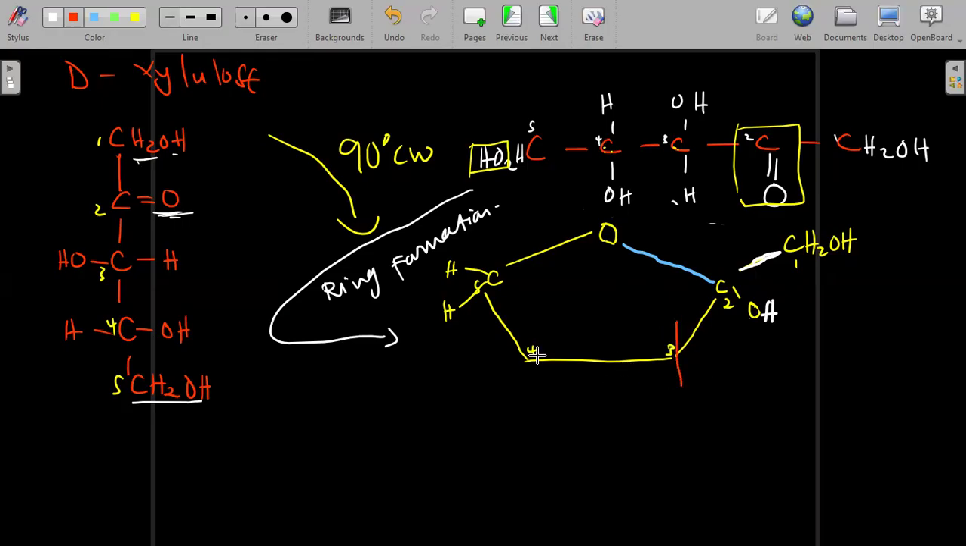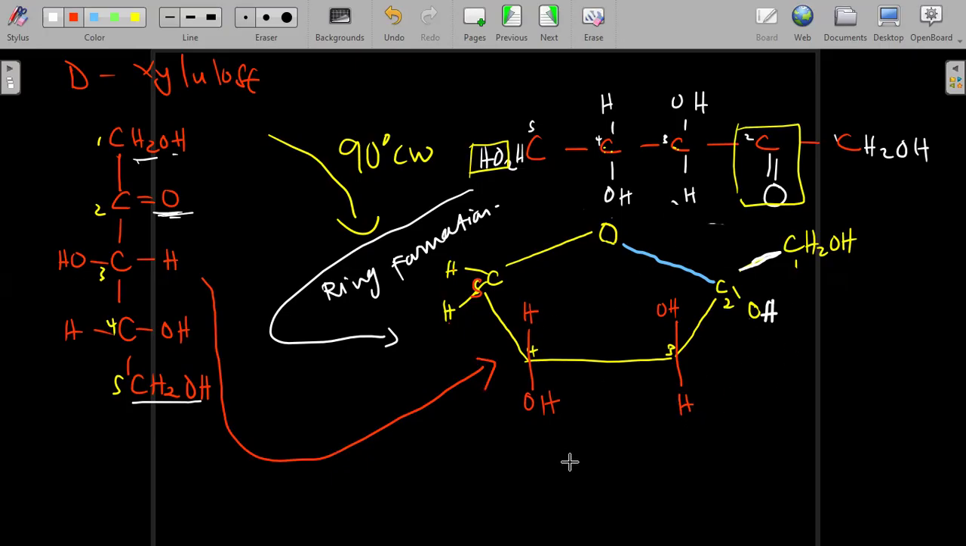So on carbon number 3 here, what do we have? We have OH on top, and then H down. And here on carbon number 4, we have OH down, and then H on top. And this carbon number 5 here has H, H, and then it is attached to what? To the oxygen. And this carbon number 2 has OH, and it's also attached to the CH2OH group. So we have turned this Fischer projection into a what? Into a ring like that, or into a Haworth projection.